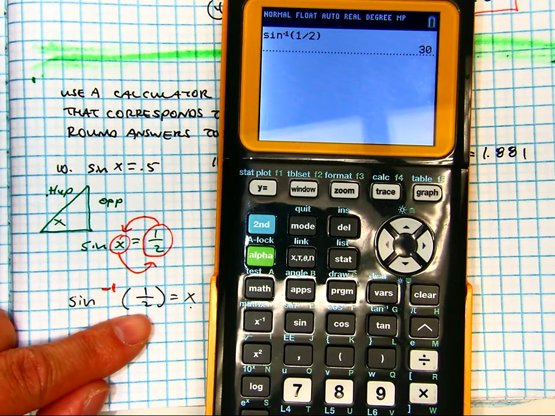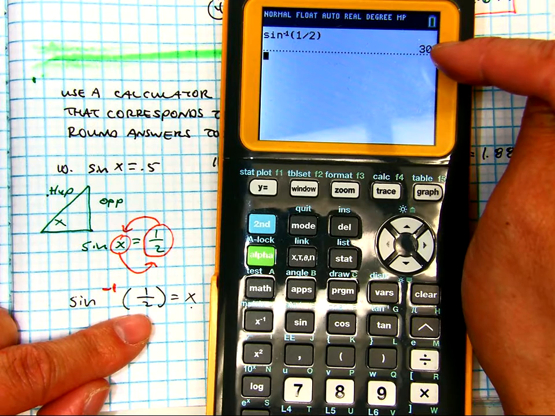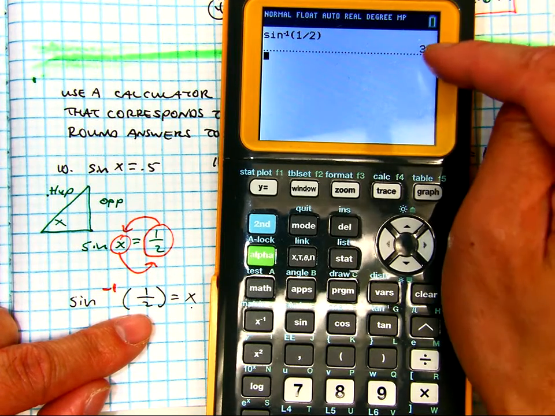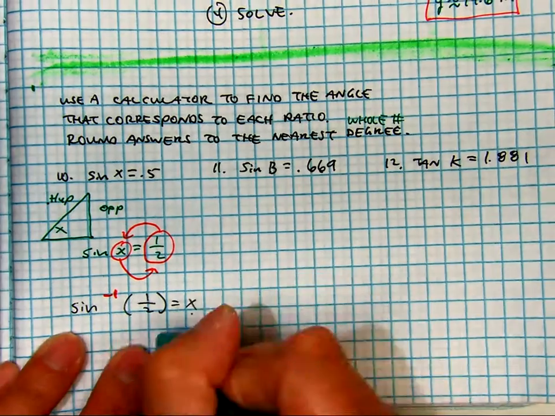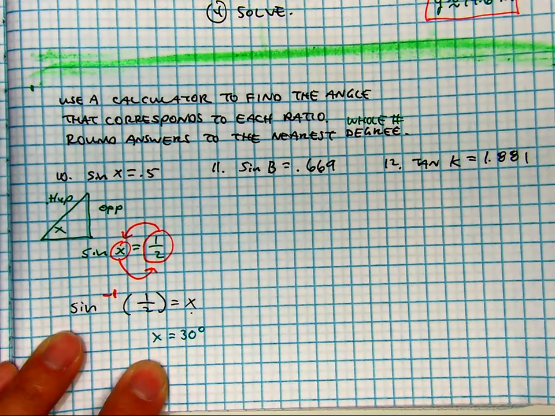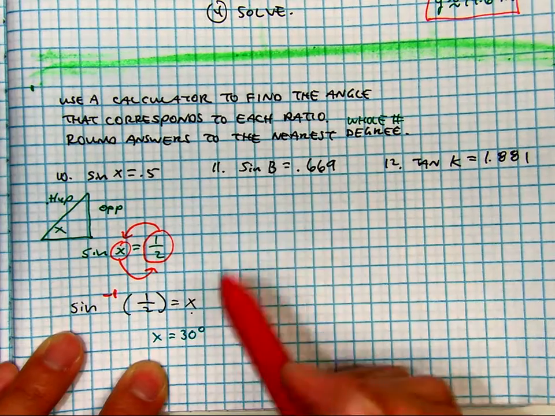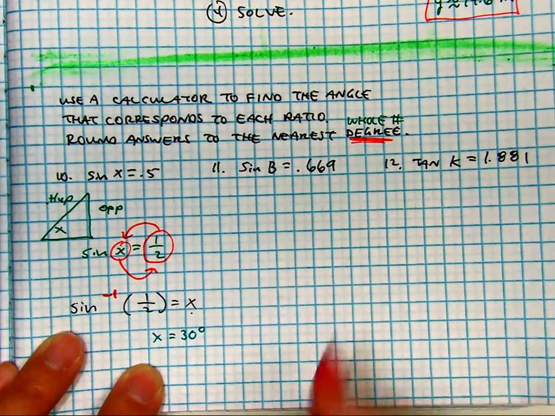you will get 30. Now class, what mode is our calculator on? So what does this represent? Yeah, x represents 30 degrees. It actually tells us there. Do you see that? Use degree mode.